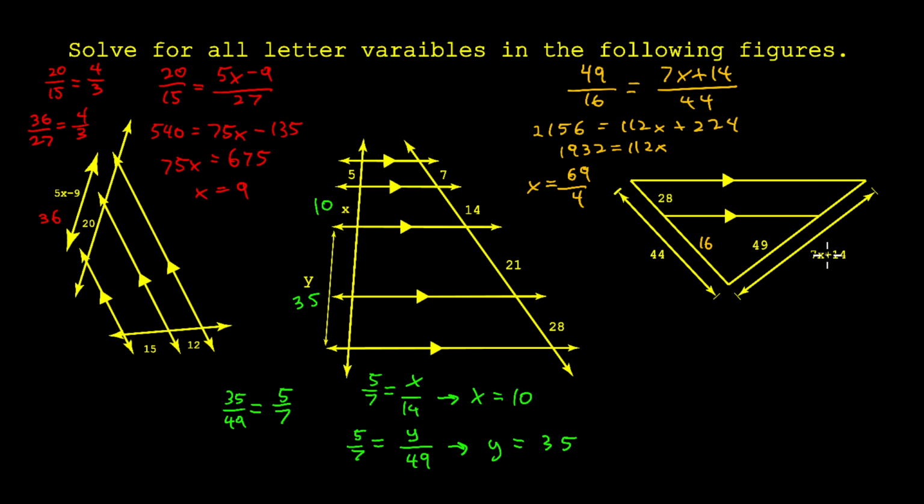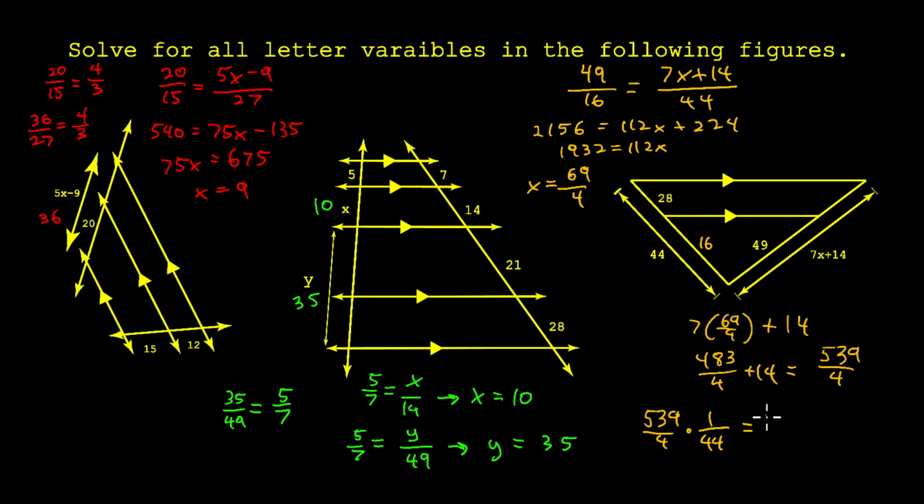So bringing this back over here, we have 7 times 69 over 4 plus 14. And this product will be 483 over 4 plus 14, which is then 539 over 4. So now we're going to divide this by 44. And to make it easier to see, we'll show it as 539 over 4 times 1 over 44. And then doing the math on here, we get 49 over 16, which is this original proportion.